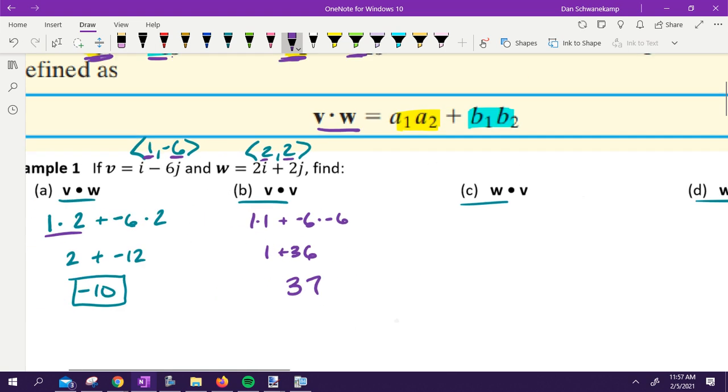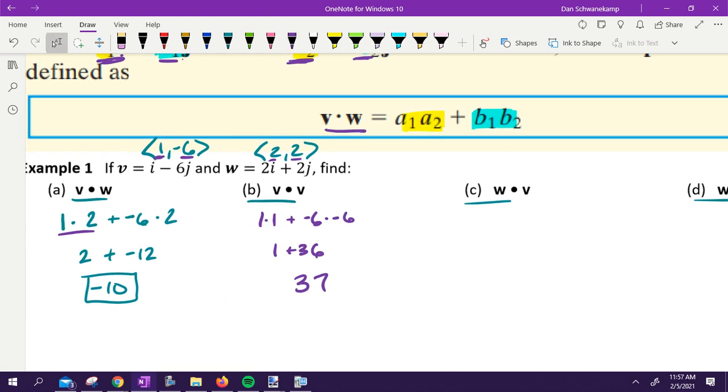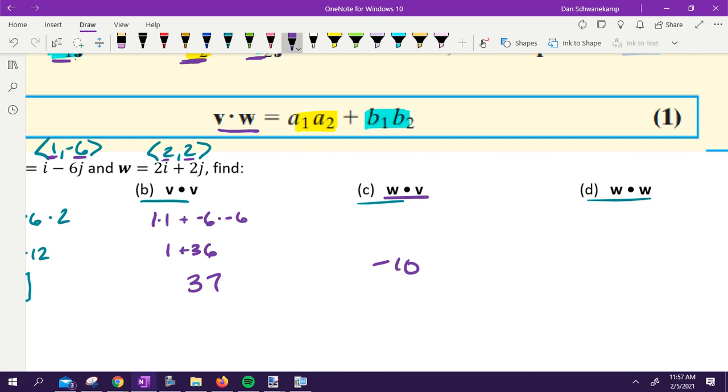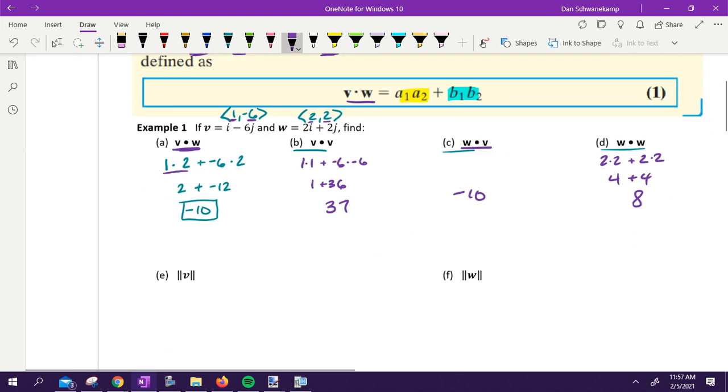If we do w times v, show me with your fingers, what did you get when you took w times v? Did it matter which one came first? No, it's the same thing. v times w, w times v, it's the same setup because you're multiplying. It doesn't matter which one comes first. It's still going to be negative 10. We do w times w, so it's 2 times 2 plus 2 times 2. I get 4 plus 4, I get 8. Everybody with me so far? Not too bad at all.